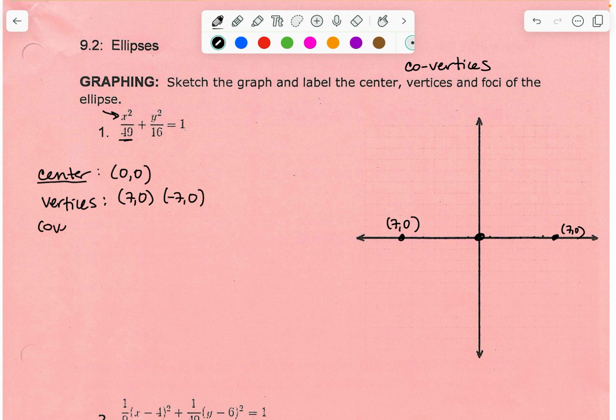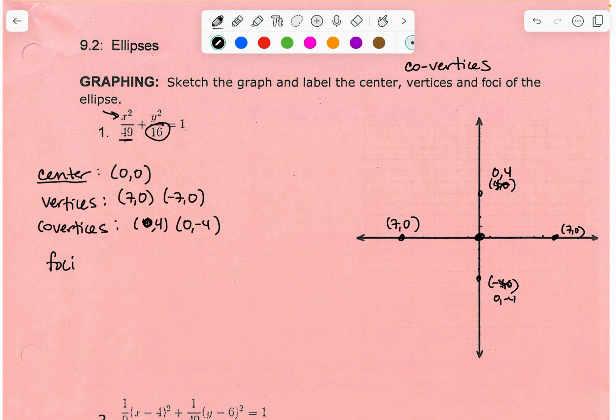Your co-vertices, you look at b squared. You're going to go up 4, down 4. So that's 0, 4, and 0, negative 4.